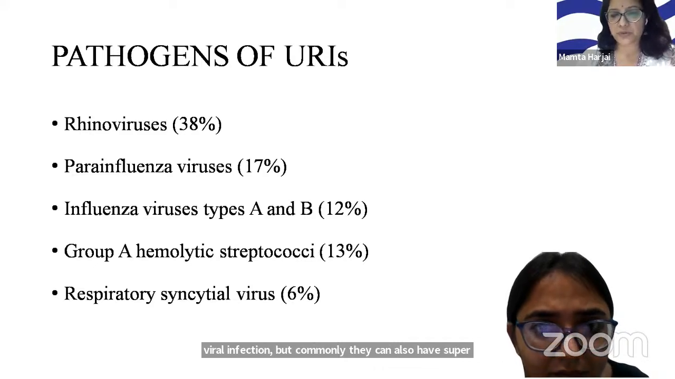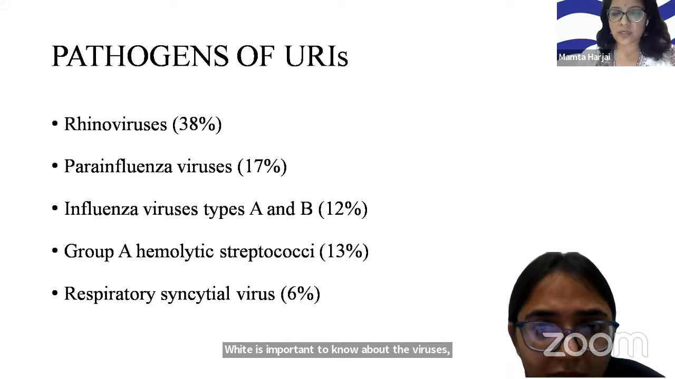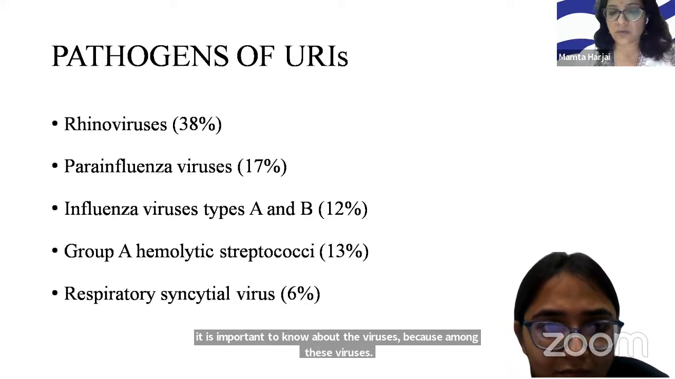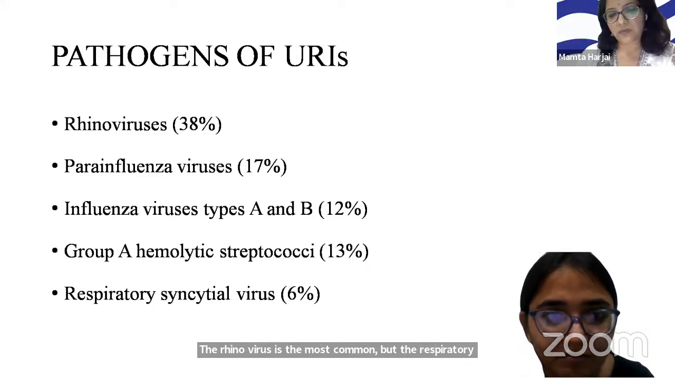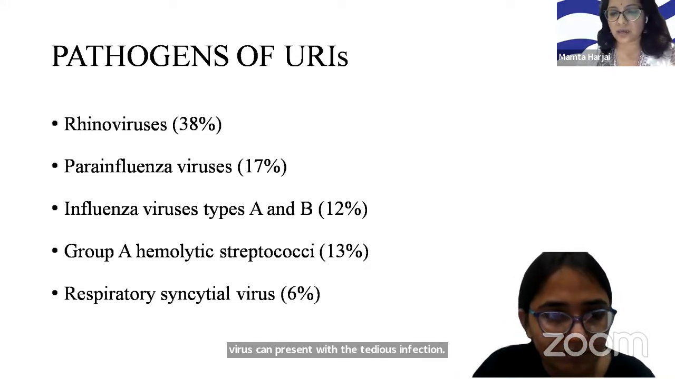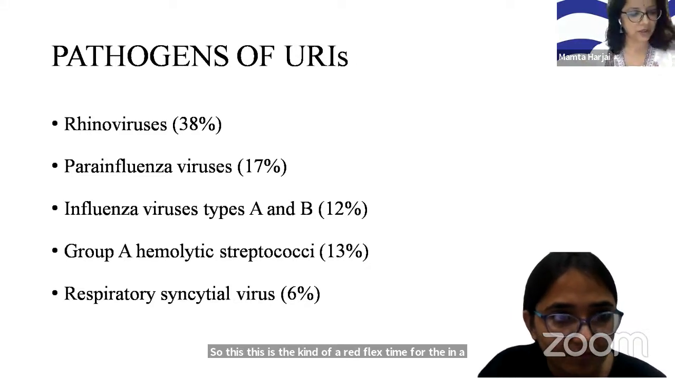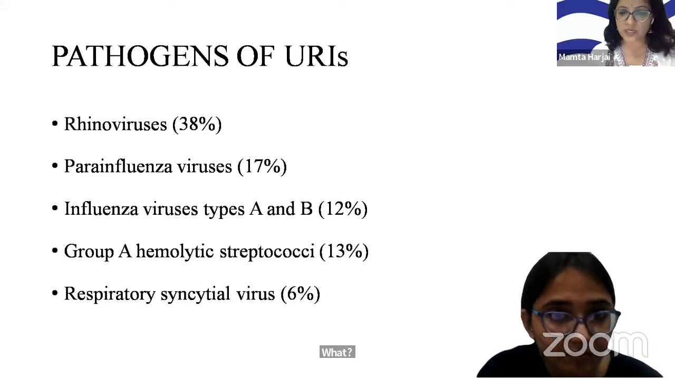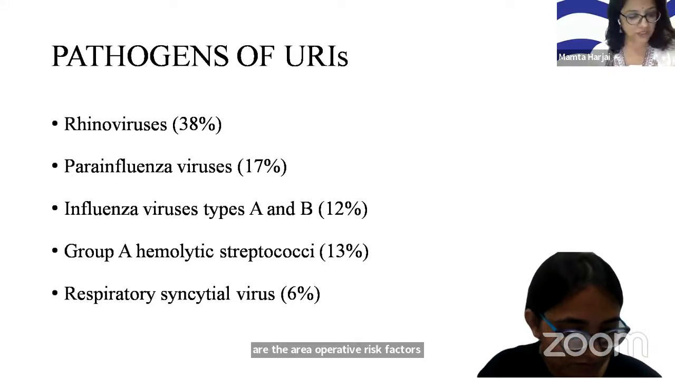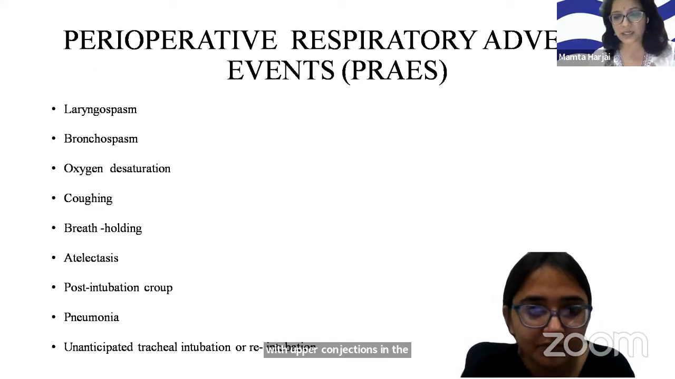Why is it important to know about the viruses? Because among these viruses, the rhinovirus is the most common, but the respiratory syncytial virus can present with a serious infection. So this is a kind of red flag sign for the anesthetist as well as the surgical team. Okay, coming to the next question. What are the perioperative risk factors which are associated with upper respiratory infections in pediatric patients undergoing anesthesia? Can you elaborate on that, Amita?